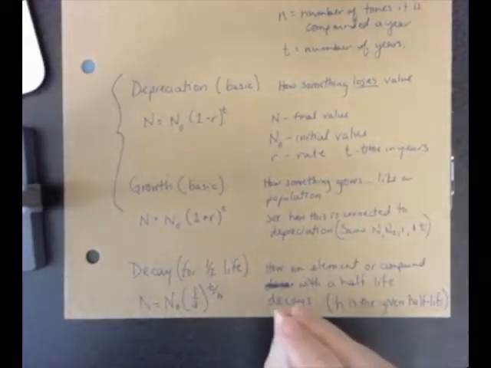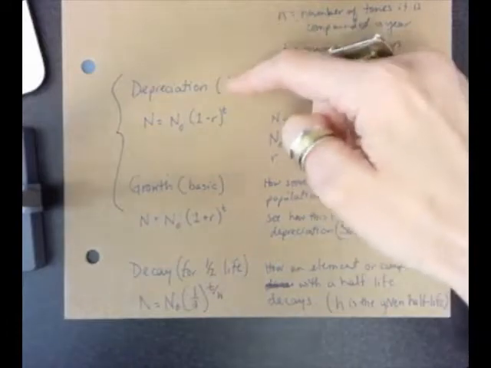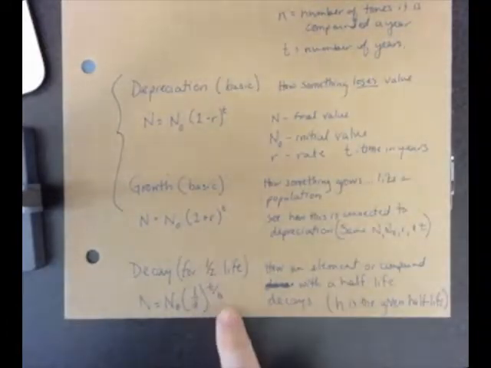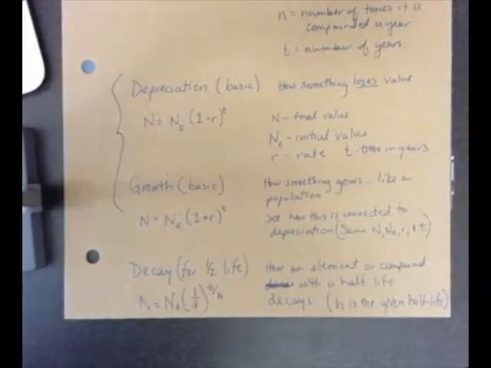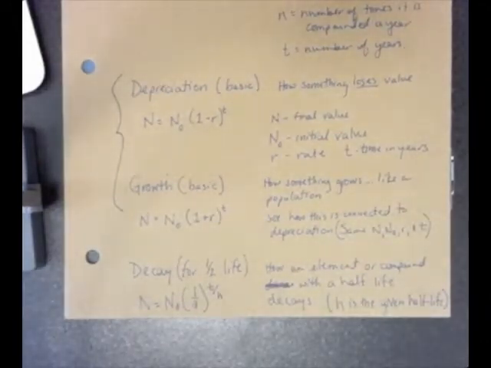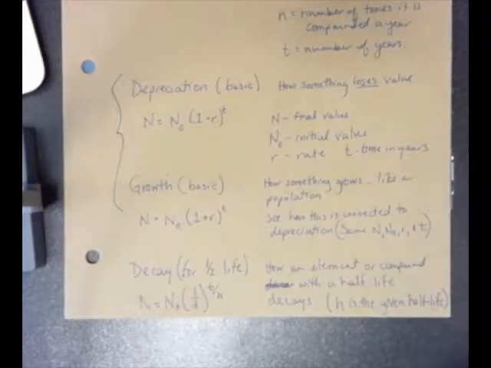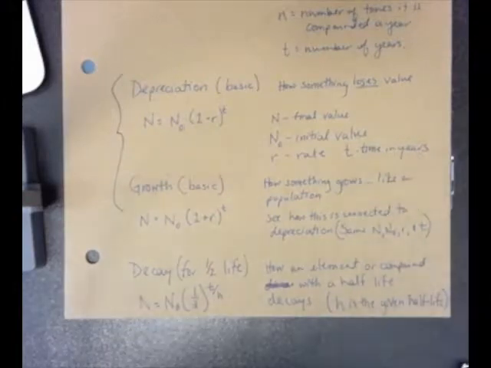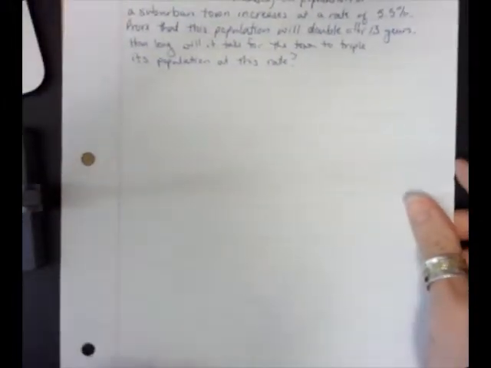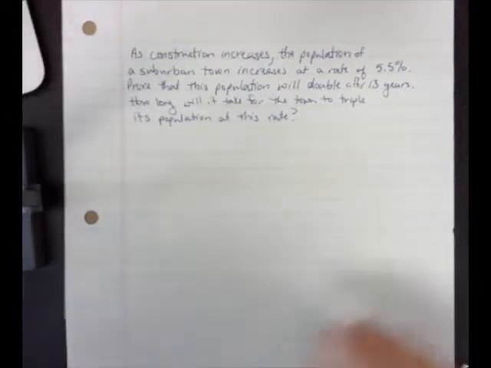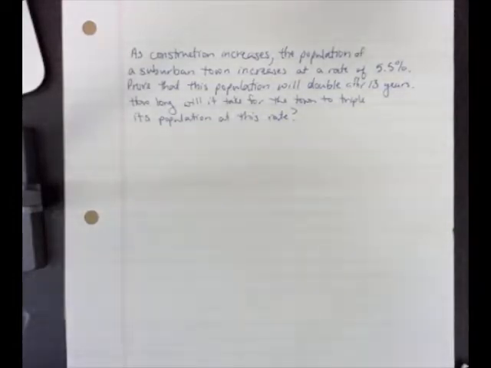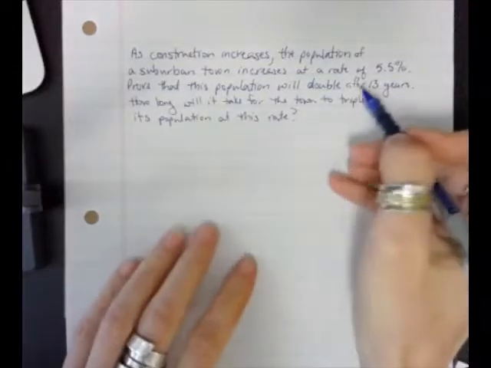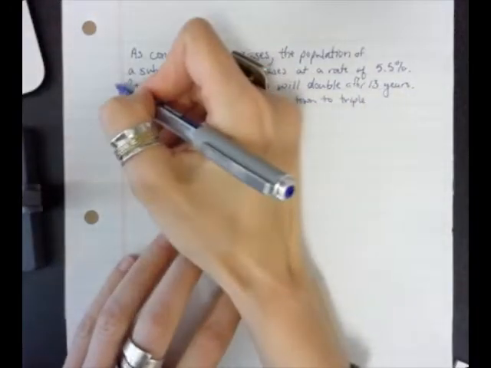So what we're going to do is apply these three new formulas to some questions. Again, you should be pausing this, writing this down, and then pausing this next question and trying to solve it. So let's start with this one. It says, as construction increases, the population of a suburban town increases at a rate of 5.5%. Prove that this population will double after 13 years.